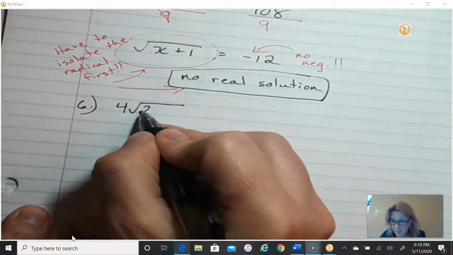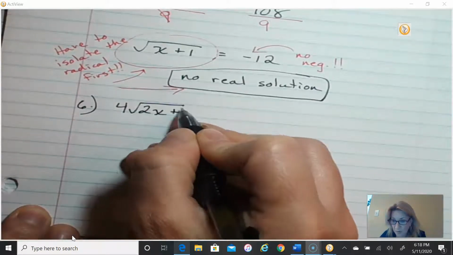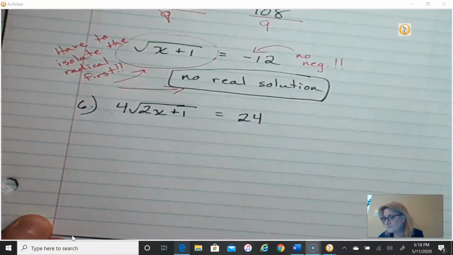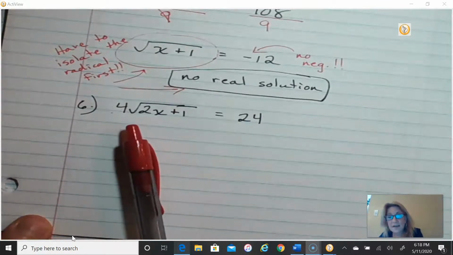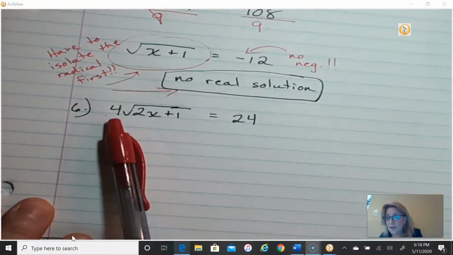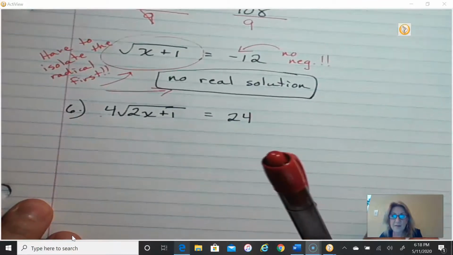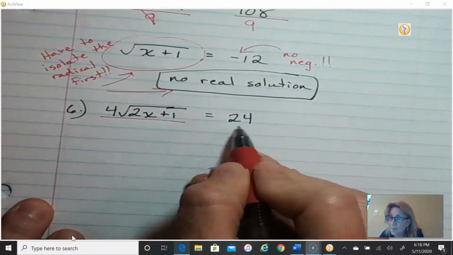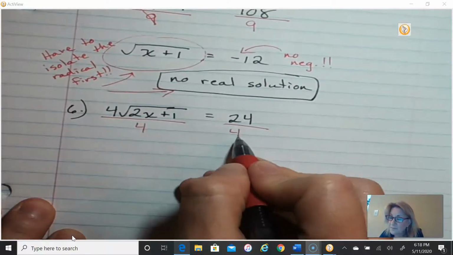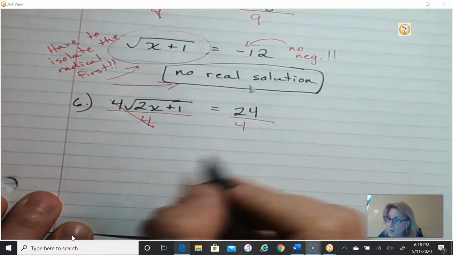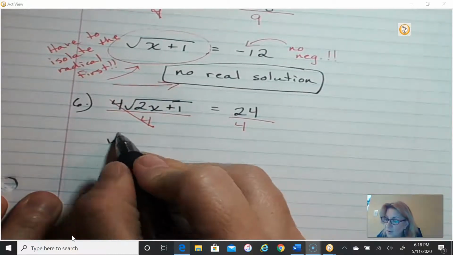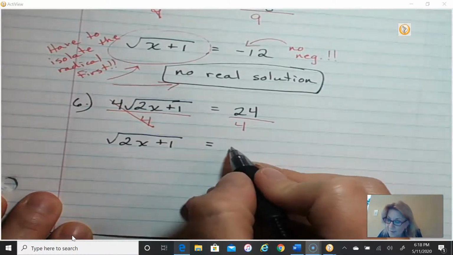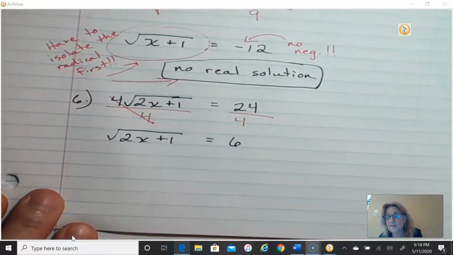4 times the square root of 2x plus 1 equals 24. Okay, just like number 5, we have to get rid of that 4 to isolate the radical. So if 4 is being multiplied by this, the opposite is division. And I'm left with the square root of 2x plus 1 equals 6, because 24 divided by 4 is 6.